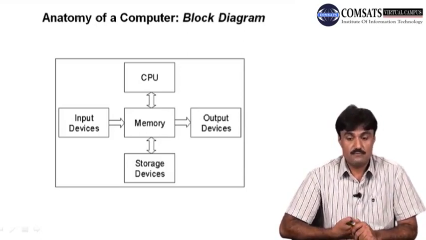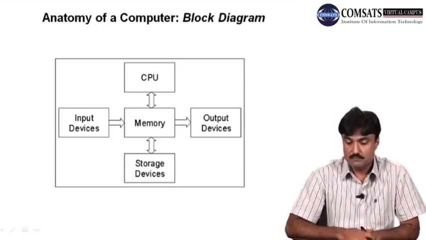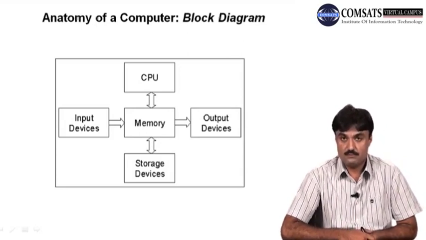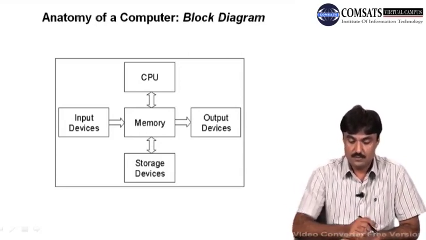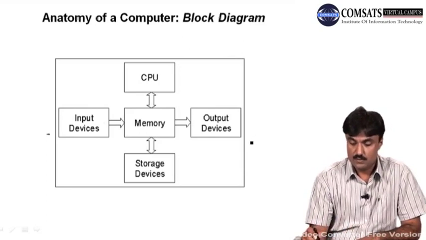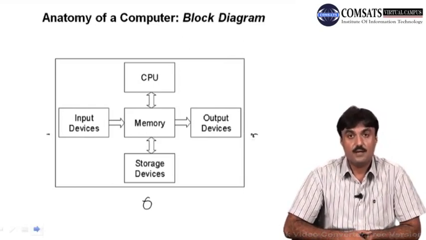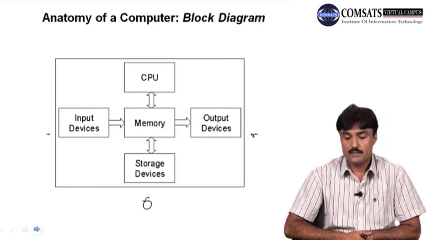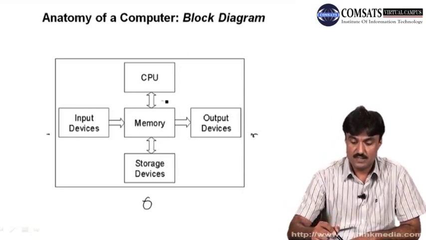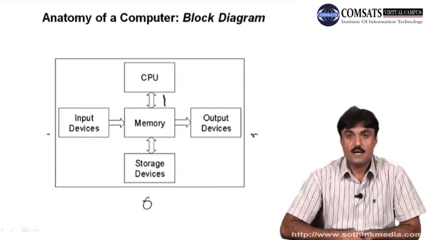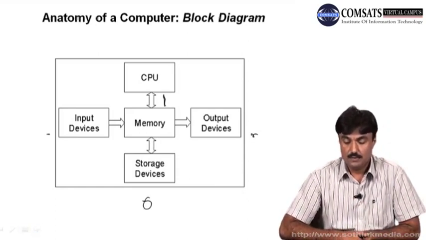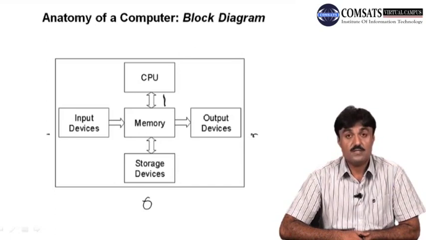Now this is the more detailed view of the computer. First is the central processing unit, which is called the CPU. There are input devices, output devices and storage devices. At the center is the memory. Here you can see a bidirectional arrow between CPU and memory, meaning data can flow either from memory to the CPU or from the CPU to memory.